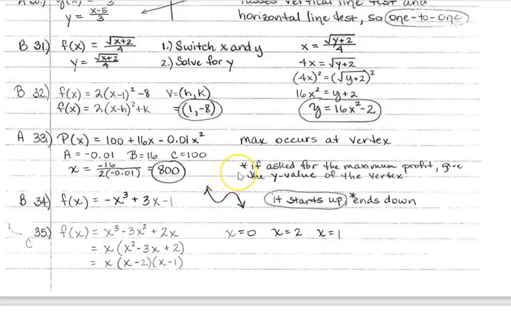So it also could have asked us to find the maximum profit, and that would have been the y value.